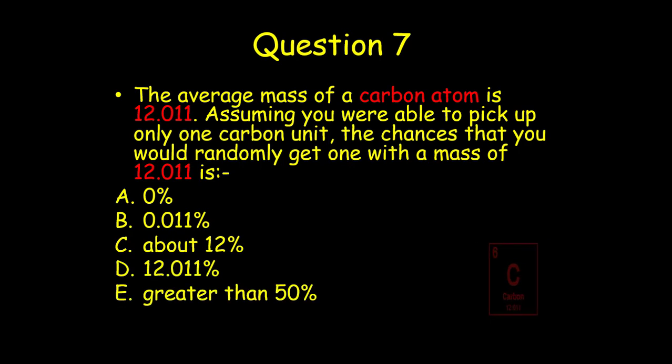Question 7. The average mass of a carbon atom is 12.011. Assuming you were able to pick up only one carbon unit, the chances that you would randomly get one with a mass of 12.011 is: A, 0%; B, 0.011%; C, about 12%; D, 12.011%; E, greater than 50%. So this question is quite easy if you know the concept.